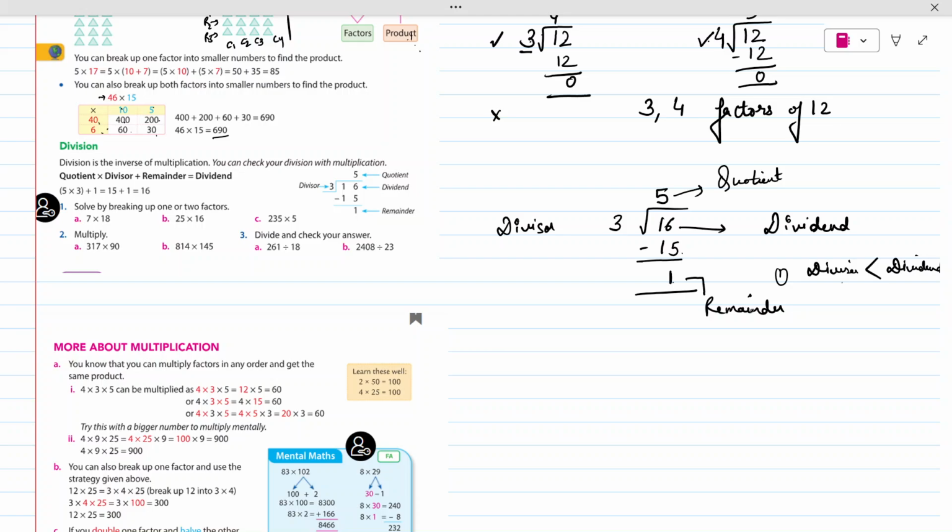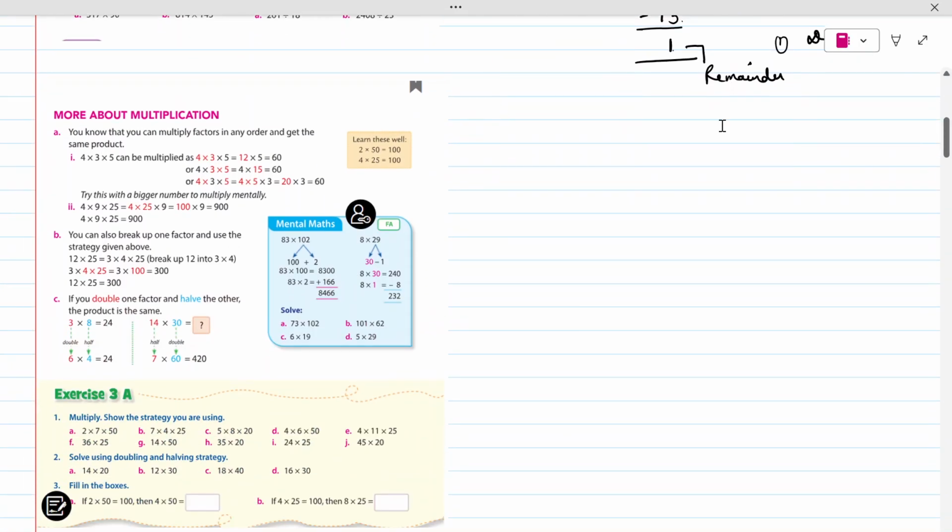Okay, we know all these things already. We have done it in our previous class, right? So now let's move further in this chapter. We have more about multiplication. So kids, here there are certain ways which have been told for how we can do multiplication in different ways.